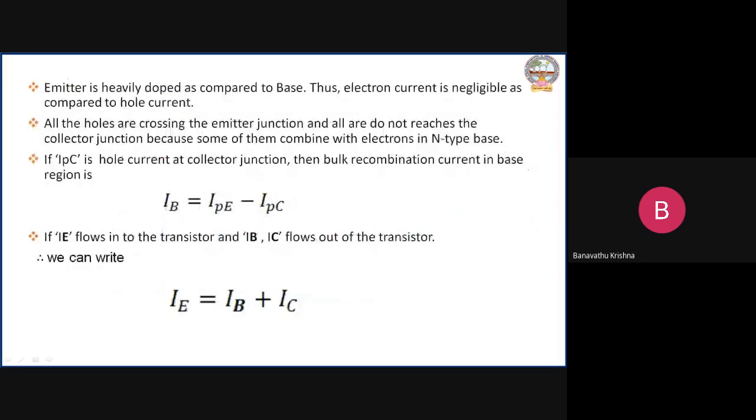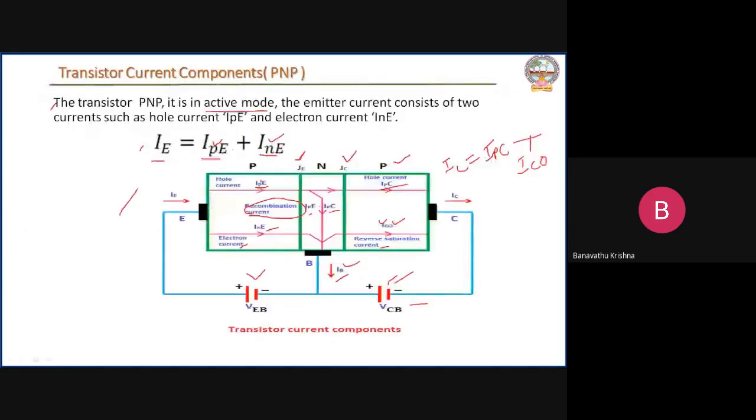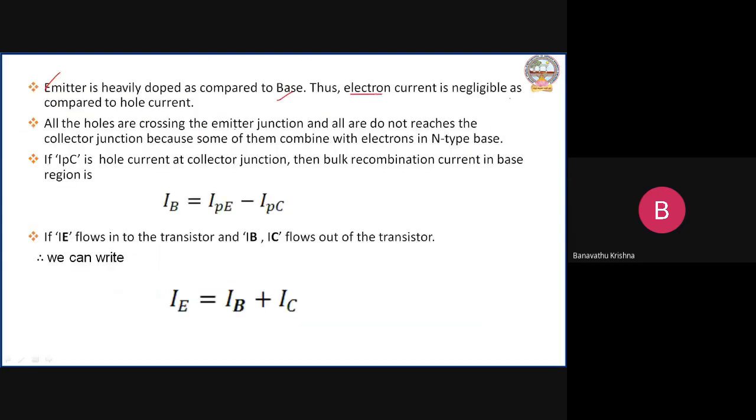So coming to these current components here, the emitter is heavily doped as compared to the base. Thus, the electron current is negligible compared to the hole current. In the emitter region, this current will be negligible because of very few charge carriers. Such carriers are nothing but minority charge carriers, and due to that it is negligible. Only the majority charge carrier current will be considered here. So the electron current is negligible as compared to the hole current.